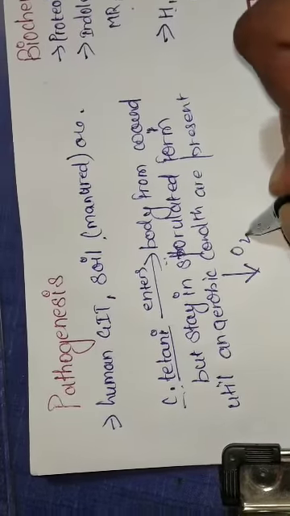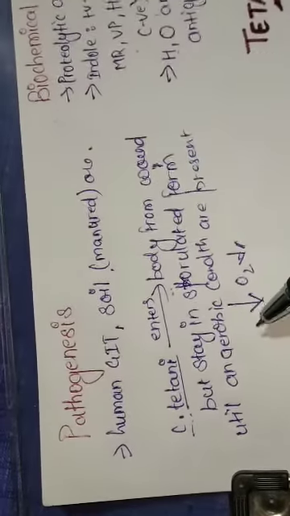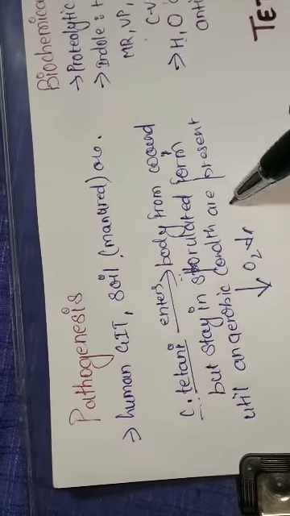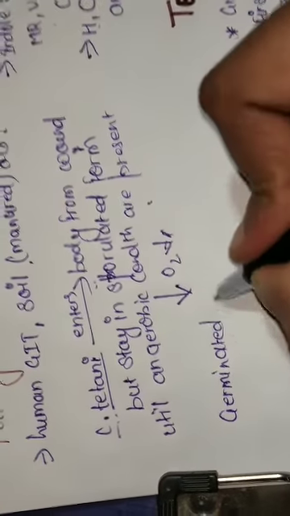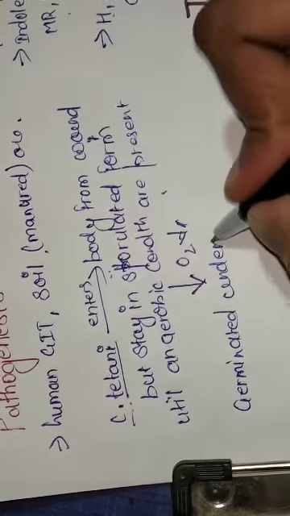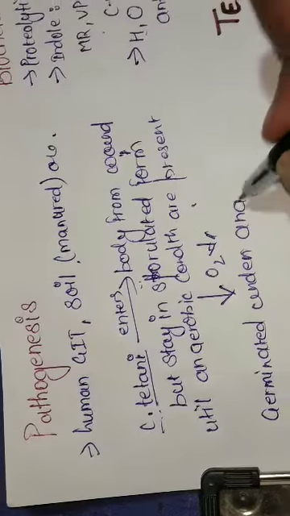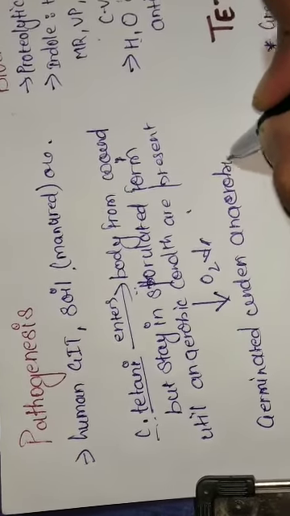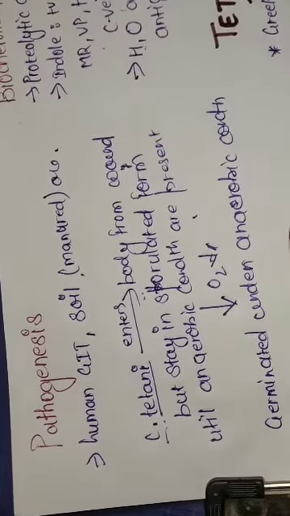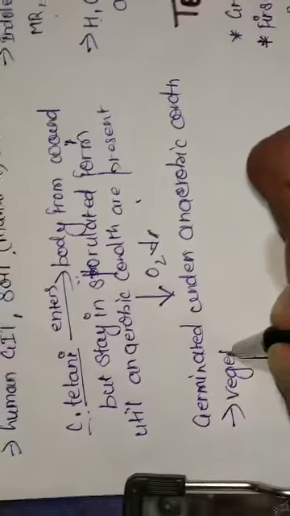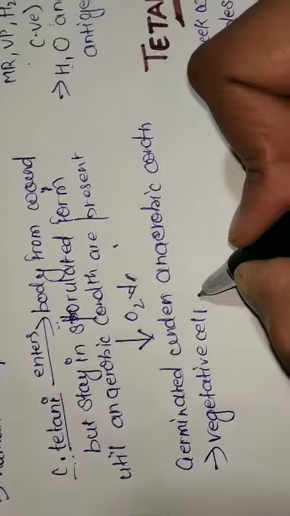Once the O2 level is low in the surrounding tissue, this Clostridium sporulated form germinates under anaerobic condition into a new active vegetative cell and begins to multiply.